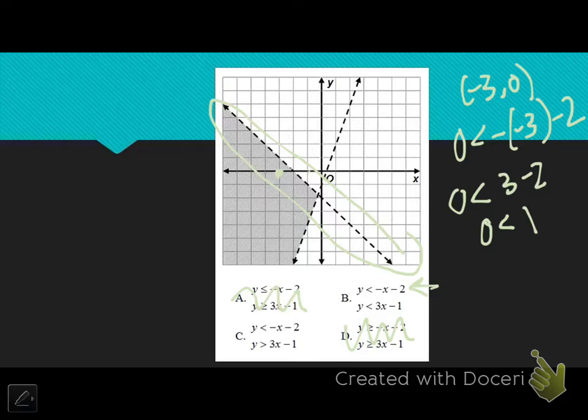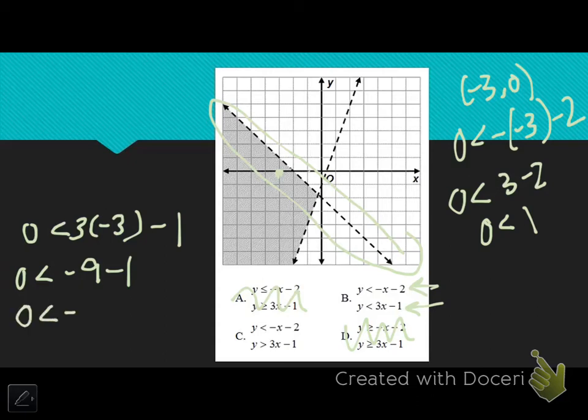Well, it looks like they both have the same top equation, so now we got to check this bottom equation. Negative 3, 0 we can plug back in. So 0 is less than 3 times negative 3 minus 1. 3 times negative 3 is negative 9. Negative 9 minus 1 is negative 10. Well, that's not true, so we know that C is going to be true because the inequalities flip the other way.